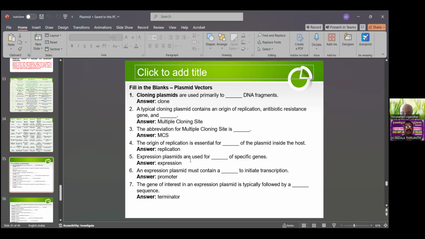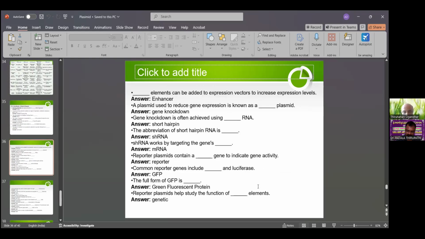Expression plasmids are used for gene expression. An expression plasmid must contain a promoter gene. The gene of interest in an expression plasmid is typically followed by a terminator sequence. Enhancer elements can also be added to the expression plasmid. A plasmid used to reduce gene expression is known as a gene knockdown plasmid.